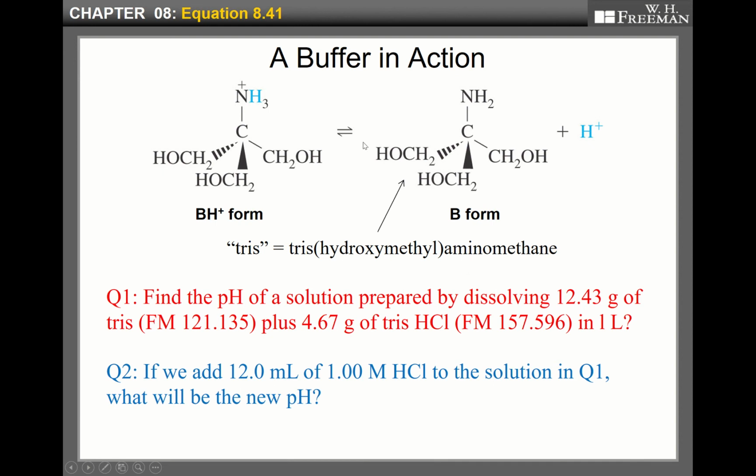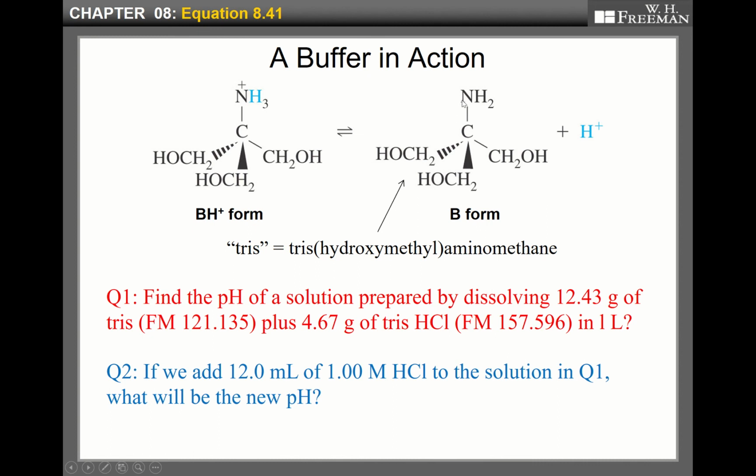This example shows you how a buffer is in action. The example is a tris buffer, a rather complex compound. The full name is tris hydroxymethyl aminomethane. Tris means three. The basic structure is methane. This is the basic form, and the fully protonated form is this one.